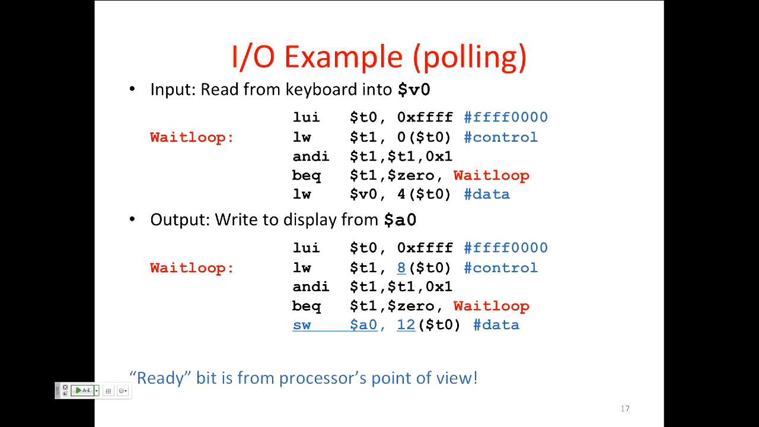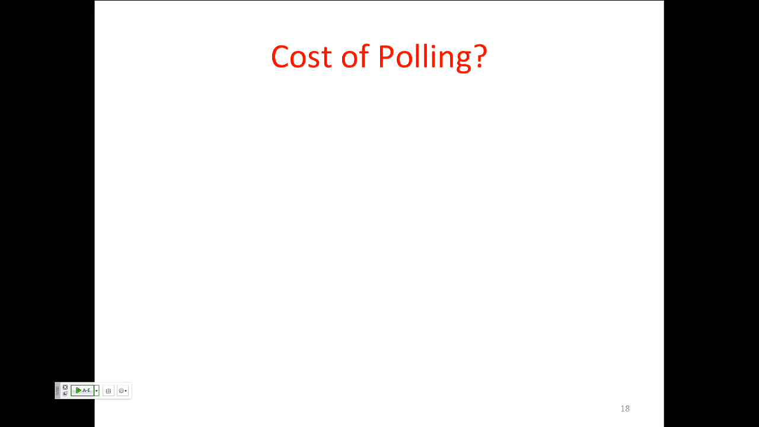The way that works is very similar. You read the content of this control bit, load it into a register, you check whether it's 1, and if it's not 1, you go back to this loop and you continue until you actually are ready, and then you store it to that location. So this is how you can input or output to a device. Now the problem here is that polling can actually get quite expensive, and it depends very much on the device how expensive it actually gets.